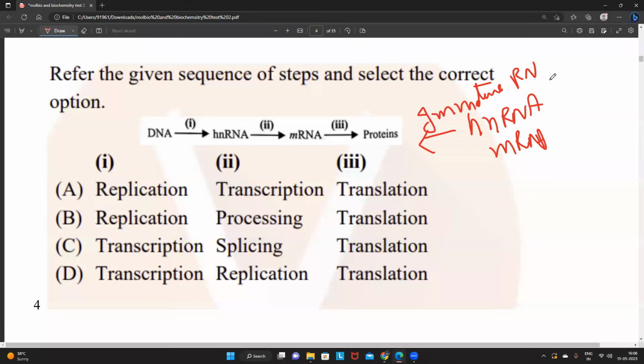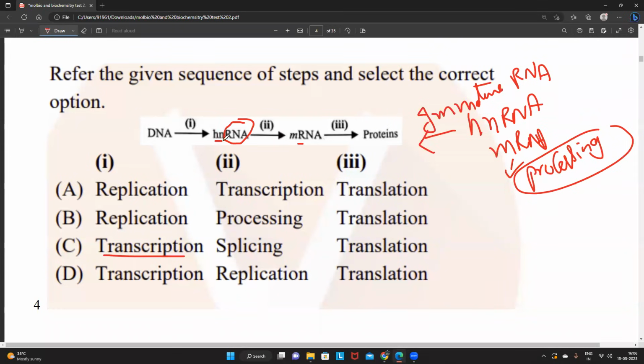And friends, the point is very, very clear. Immature RNA can be converted into mature RNA once the processing occurs, correct? So the processing such as 5' capping, splicing, and 3' polyadenylation. But whether it is hnRNA or mRNA, what is the first point? It is RNA. So synthesizing of RNA from the DNA is what? Undoubtedly transcription.